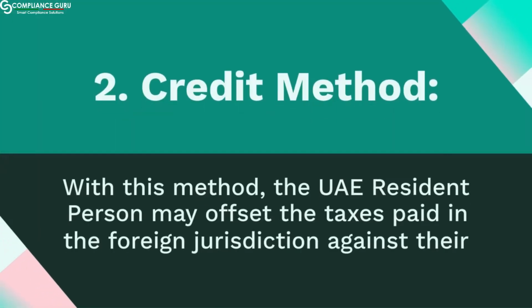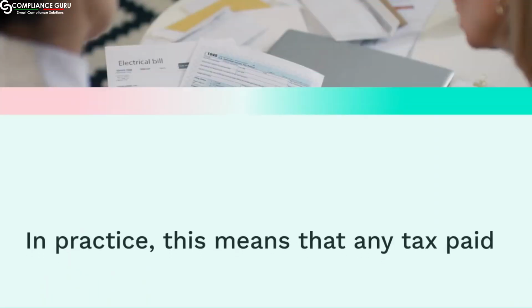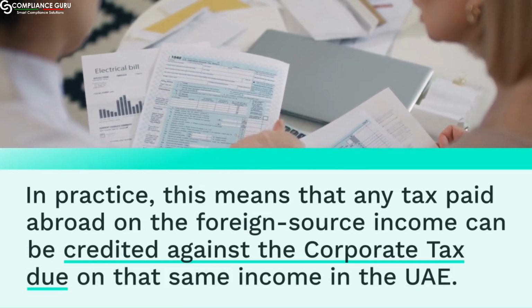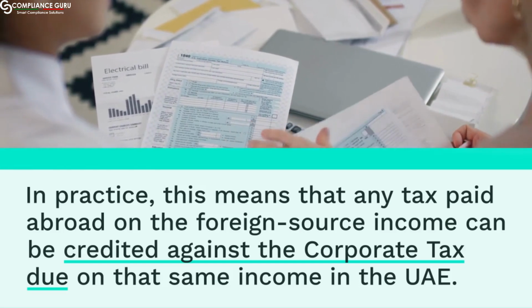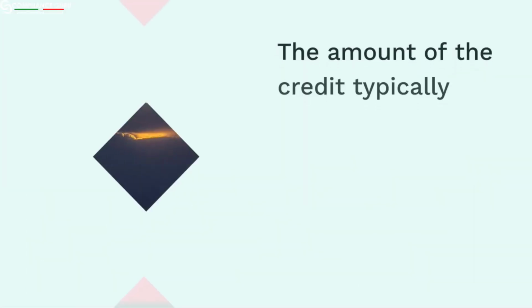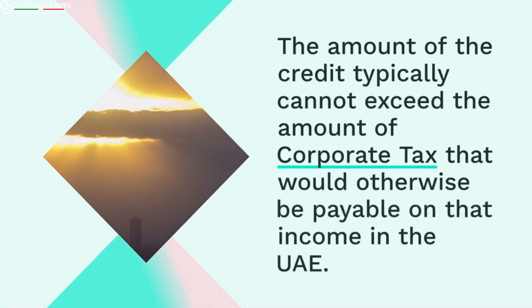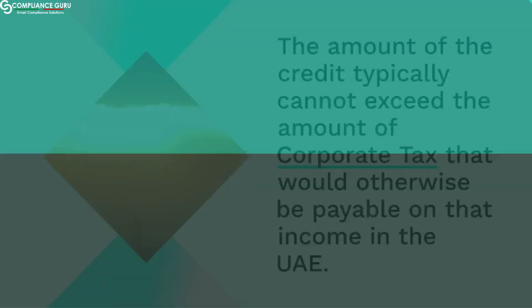2. Credit method. With this method, the UAE resident person may offset the taxes paid in the foreign jurisdiction against their corporate tax liability in the UAE. In practice, this means that any tax paid abroad on the foreign source income can be credited against the corporate tax due on that same income in the UAE. The amount of the credit typically cannot exceed the amount of corporate tax that would otherwise be payable on that income in the UAE.